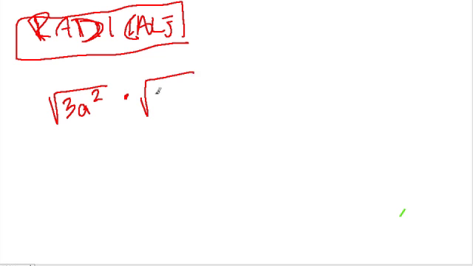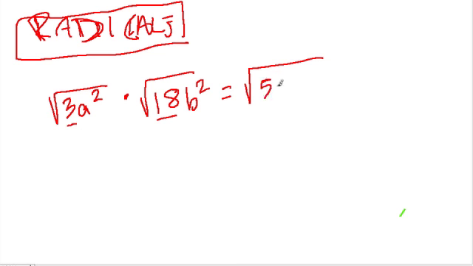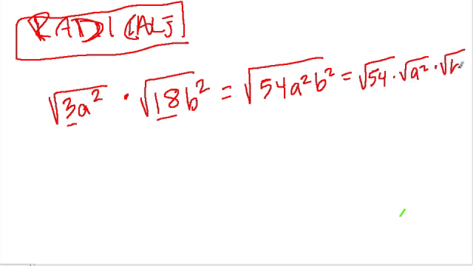times the square root of 18b squared. Well, here, to simplify, we're going to work on the property we've been working on all along, that this equals the square root of, multiply these parts, 54, right, 3 times 18 times a squared times b squared. That might help us see that that equals the square root of 54 times the square root of a squared times the square root of b squared.